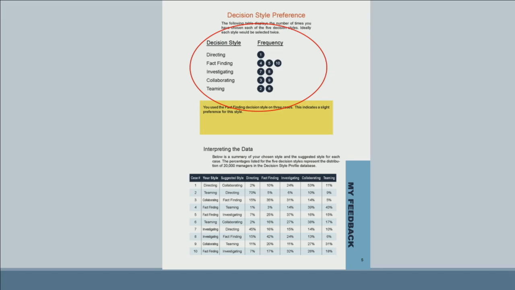Would you use directing or fact finding or collaborating? You select the one that you feel is most appropriate, and it gives you a readout for question 1, question 2, question 3. How did they fall out?